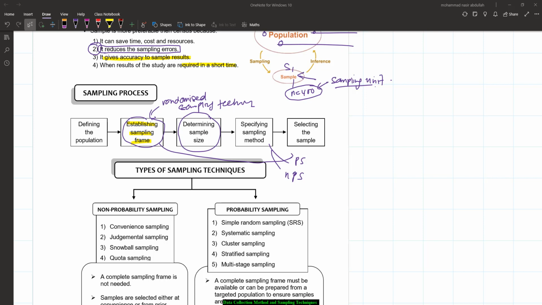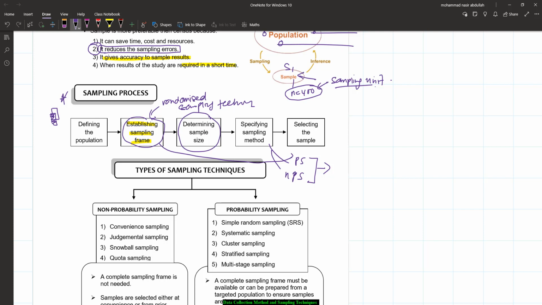And then once we determine which method we want to use, and which method we use depends on your situation, your budget, your time, your cost, right? Then we are going to select the sample. This is the 5 steps in the sampling process. So you need to remember the steps. This is very important.